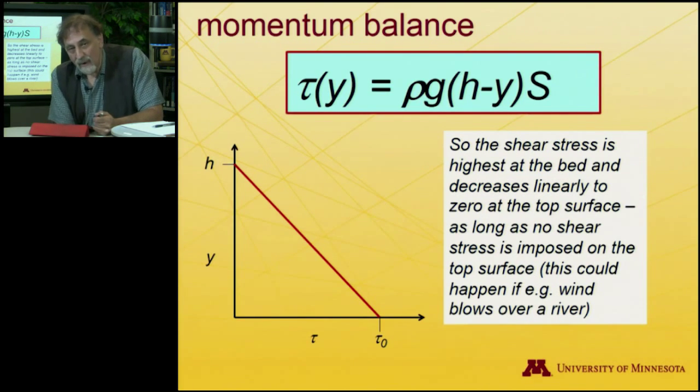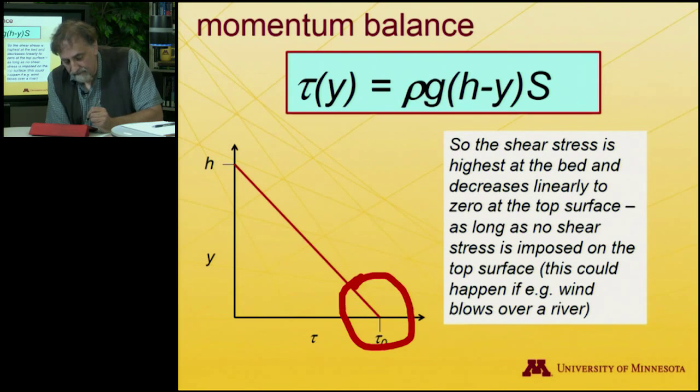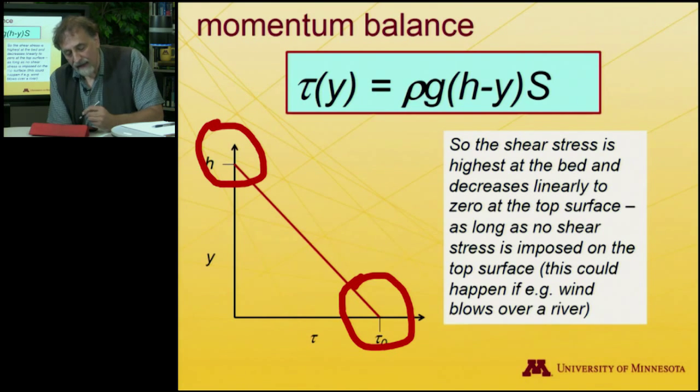So the shear stress profile then looks extremely simple. It's linear. It starts at the bed at tau 0 down here, and it decreases in a smooth straight line to a 0 value at the top of the flow h. And the reason for that is given by the explanation that I just gave. So as long as there's no shear stress acting on the top surface, like a wind is blowing on it or something like that, this stress profile, starting at tau naught at the bottom and decreasing linearly to 0 at the top, is the one that applies.